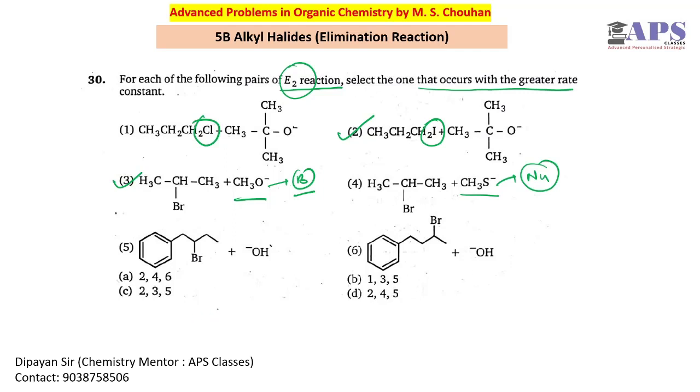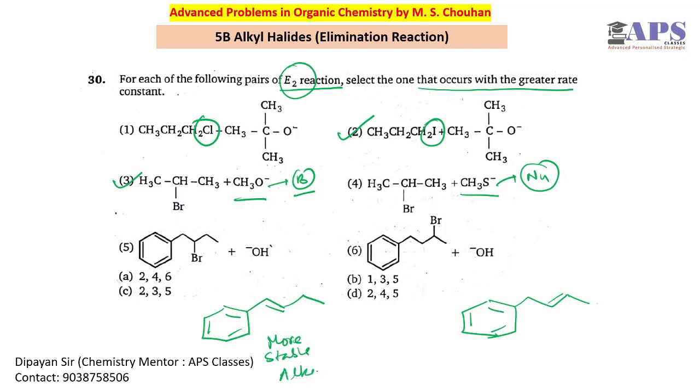Between 5 and 6, if we remove beta hydrogen, we can have a product like this. Okay, but from 6 we can have a product like this. This alkene is the more stable alkene. Why? Due to the resonance. Okay, so this is the more stable alkene. So between 5 and 6, 5 is more reactive because it will give the more stable alkene. So 2, 3, 5, option C will be the correct option.